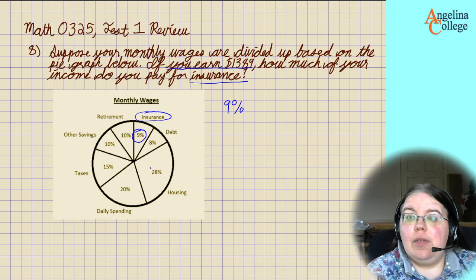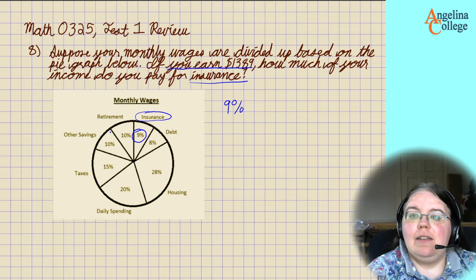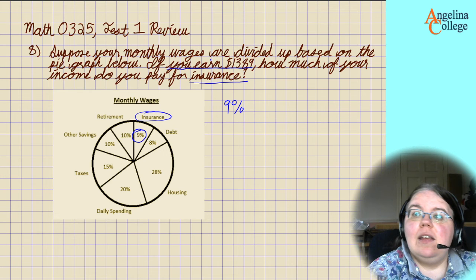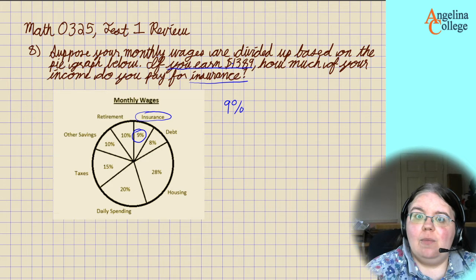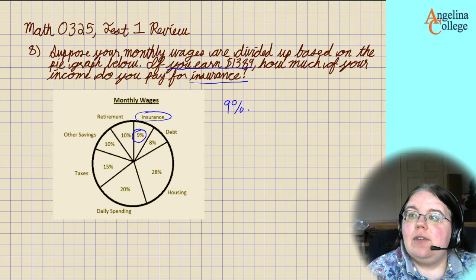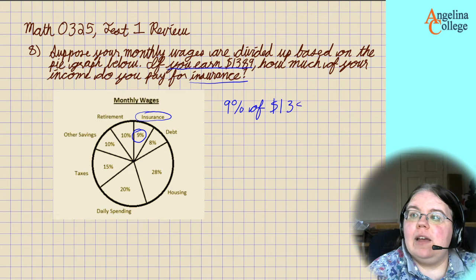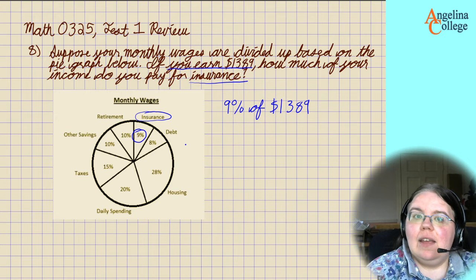And we can see that the whole thing's accounted for because together with regular expense categories like housing and spending, they've also even got a category set up for taxes and for other savings. So whatever they have left after they've covered the rest of their expenses. So what we're really asking here is what's 9% of what they're bringing in, their income. So 9% of the $1,389. And then we would convert that to a decimal to multiply it.